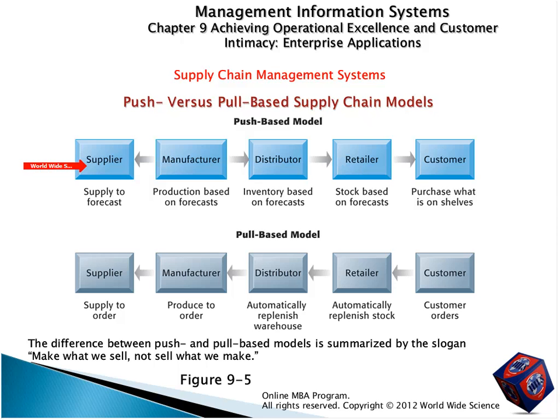But in a pull-based model, the customer puts in an order and the retailer automatically replenishes its stock, then the distributor automatically replenishes its warehouse, and the manufacturer produces to order and supplies to order. Then the customer here puts in the order. In some cases, the supplier immediately treats it and supplies the manufacturer automatically.